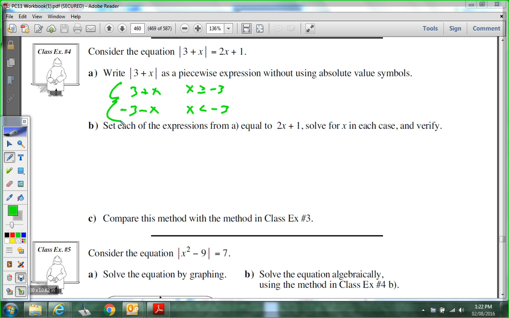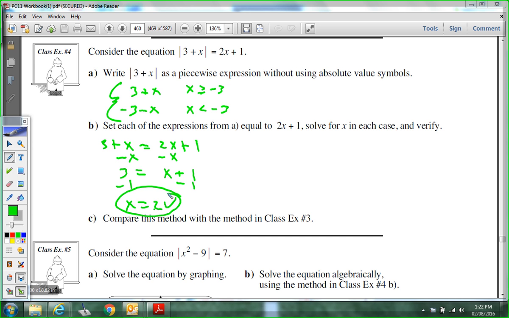Okay, and then set each of the expressions equal to 2x plus 1. So we go 3 plus x equals 2x plus 1, and we solve. So we go minus x, 3 equals, oh, not 2x anymore, 3 equals x plus 1. So x equals 2. Is 2 greater than or equal to negative 3? It is. So that's how that one works.